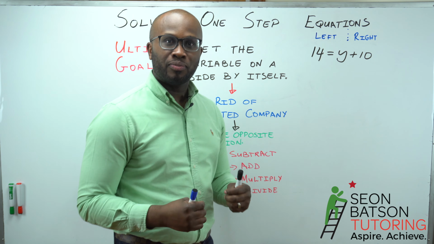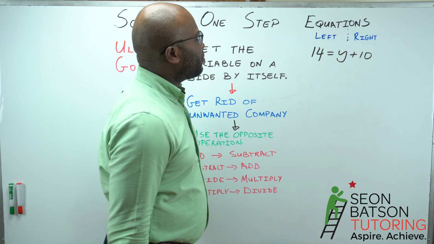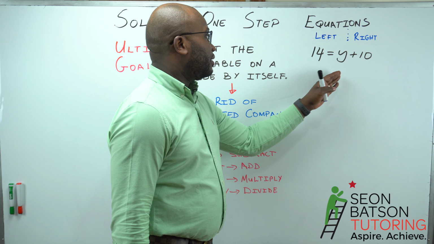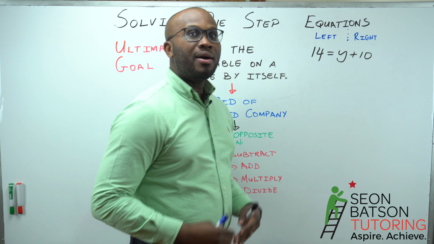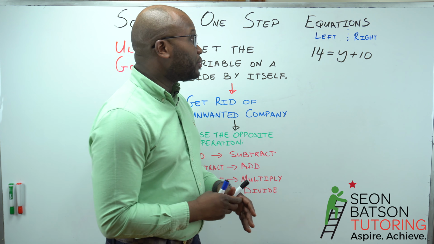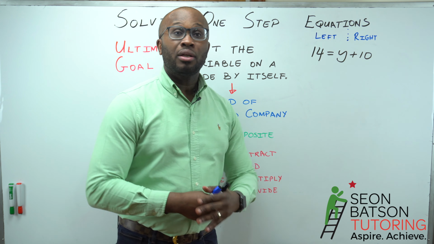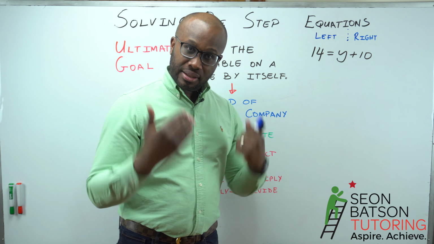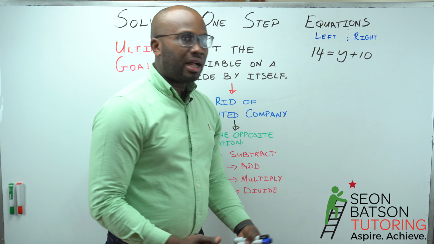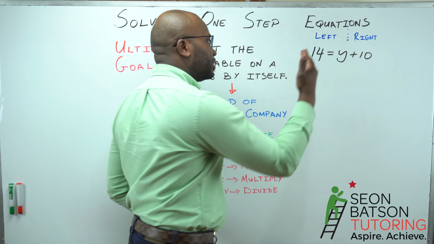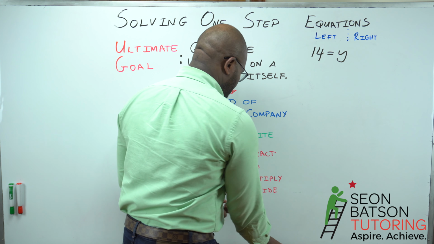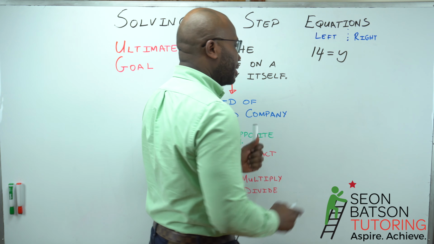Okay? Now, welcome back. Let's see if we will get the same answer. In this example, the variable y is on the right side of the equation. So our ultimate goal will be we have to get y by itself on the right side. To get y by itself, we will have to get rid of the 10. Yes? If we get rid of the 10, the y will be on the right side by itself.